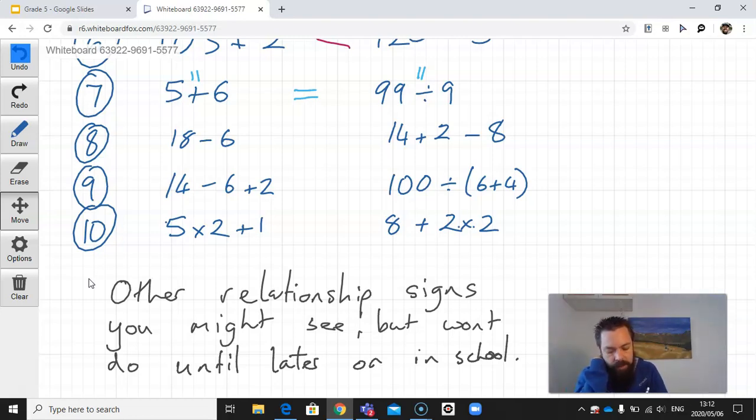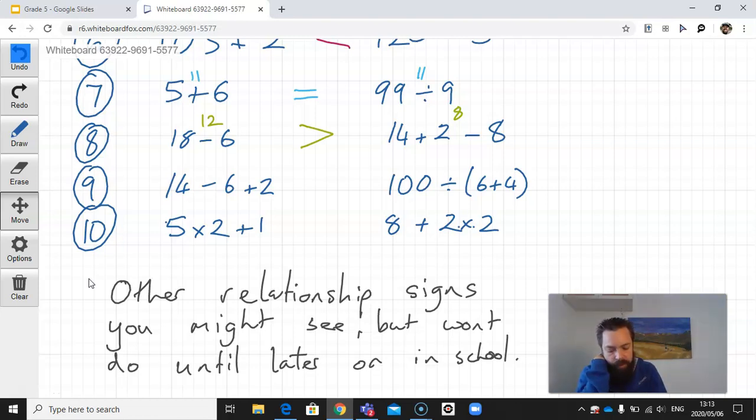Looking at the next one, 18 minus 6 is 12. With addition and subtraction, we go left to right. So together those make 16. 16 minus 8 gives me 8 as my leftover, or what's left, the answer. And 12 is greater than 8. So we write that down like this: 18 minus 6 is greater than 14 plus 2 minus 8.